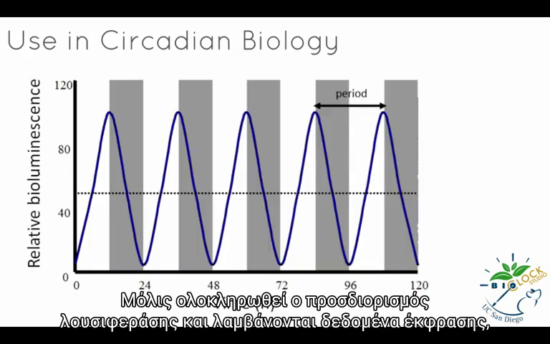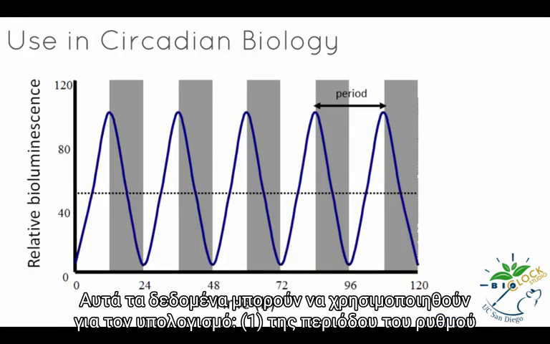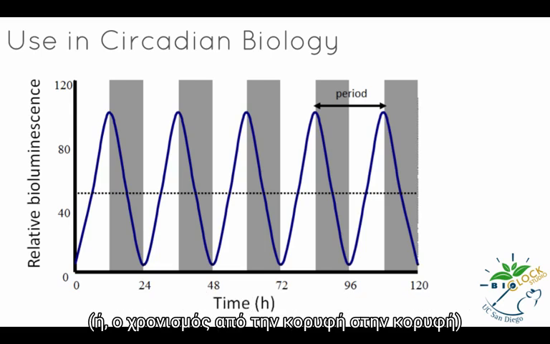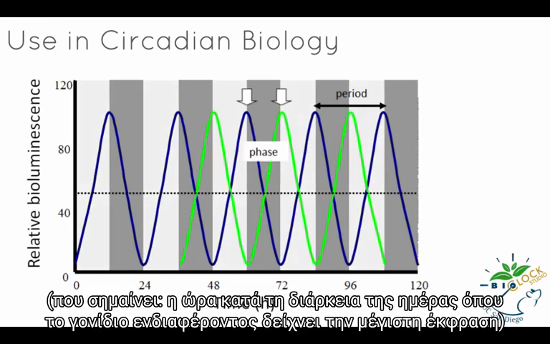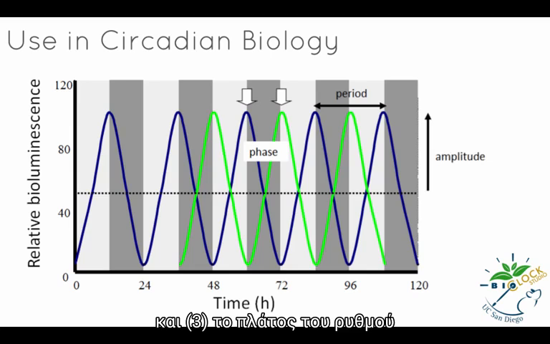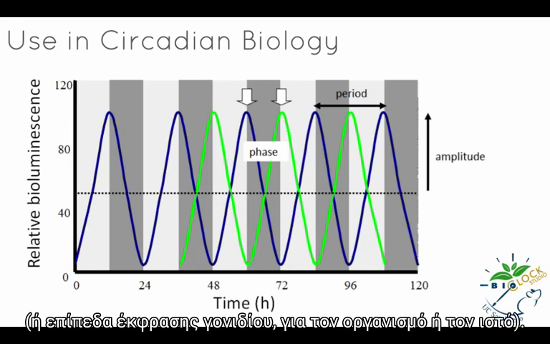Once the luciferase assay is complete and expression data is obtained, this data can be used to calculate the period of the rhythm, or the timing from peak to peak, the phase of the oscillation, meaning the time during the day when the gene of interest shows peak expression, and the amplitude of the rhythm, or levels of gene expression for the organism or tissue.